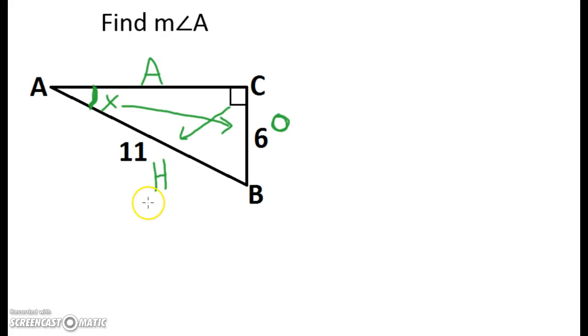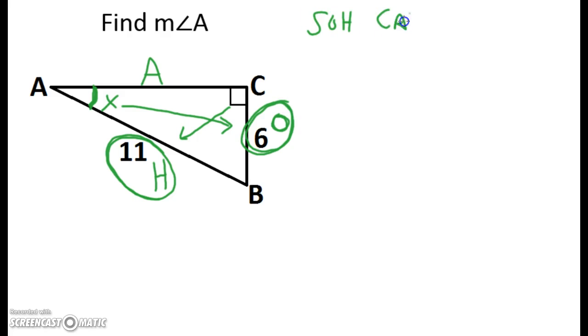All right, so now if I'm looking at this, I know what H is, and I know what O is. So if we look at SOH CAH TOA, I know what H and O is. All right, so which one of the trig ratios uses H and O? Well, that's sine or SOH. So I'm going to set up a sine problem.